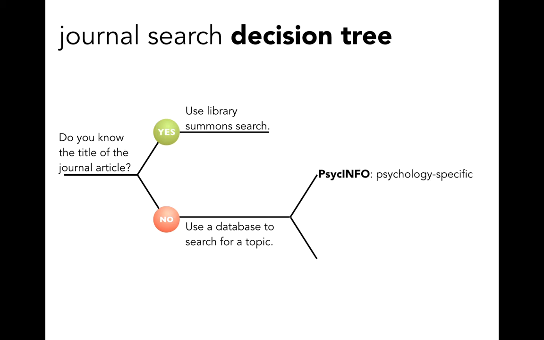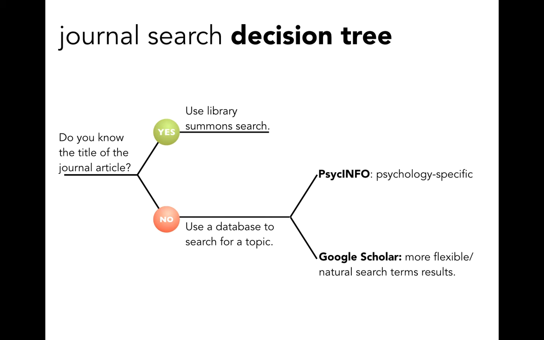So PsycInfo is a psychology-specific database that includes book chapters, theses, and really primarily journal articles. It's the best resource in psychology. Now, what you're probably already familiar with is the database Google Scholar. Now, Google Scholar, I will admit, has some advantages.